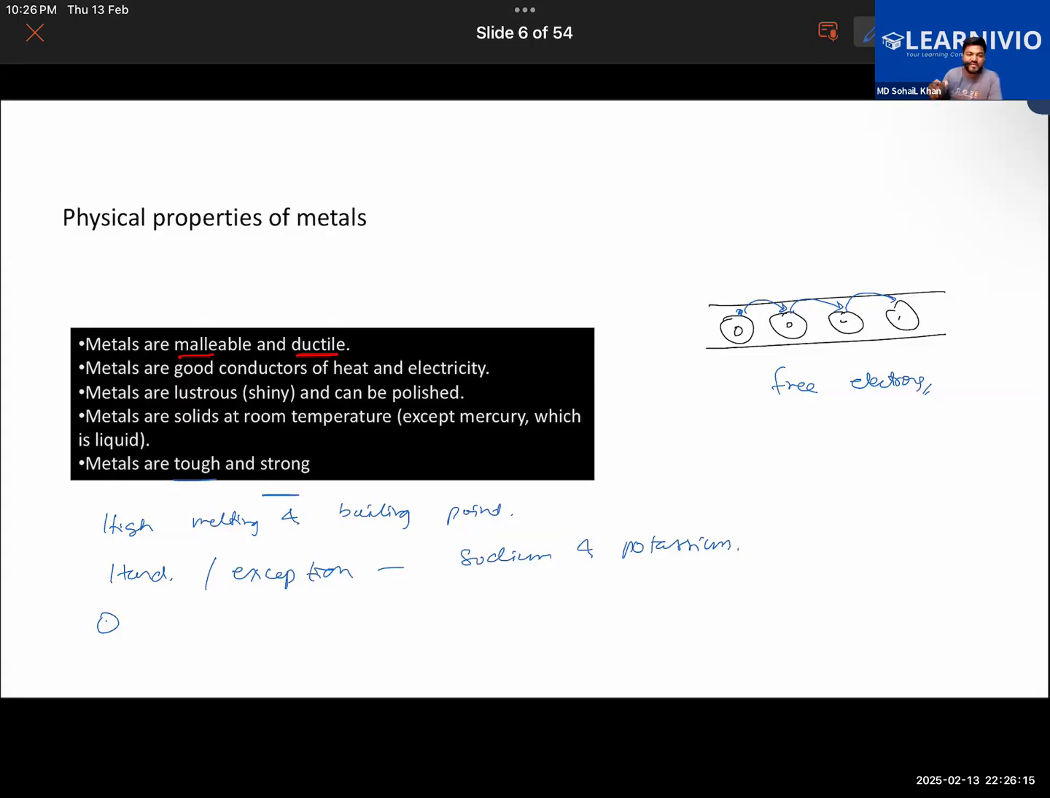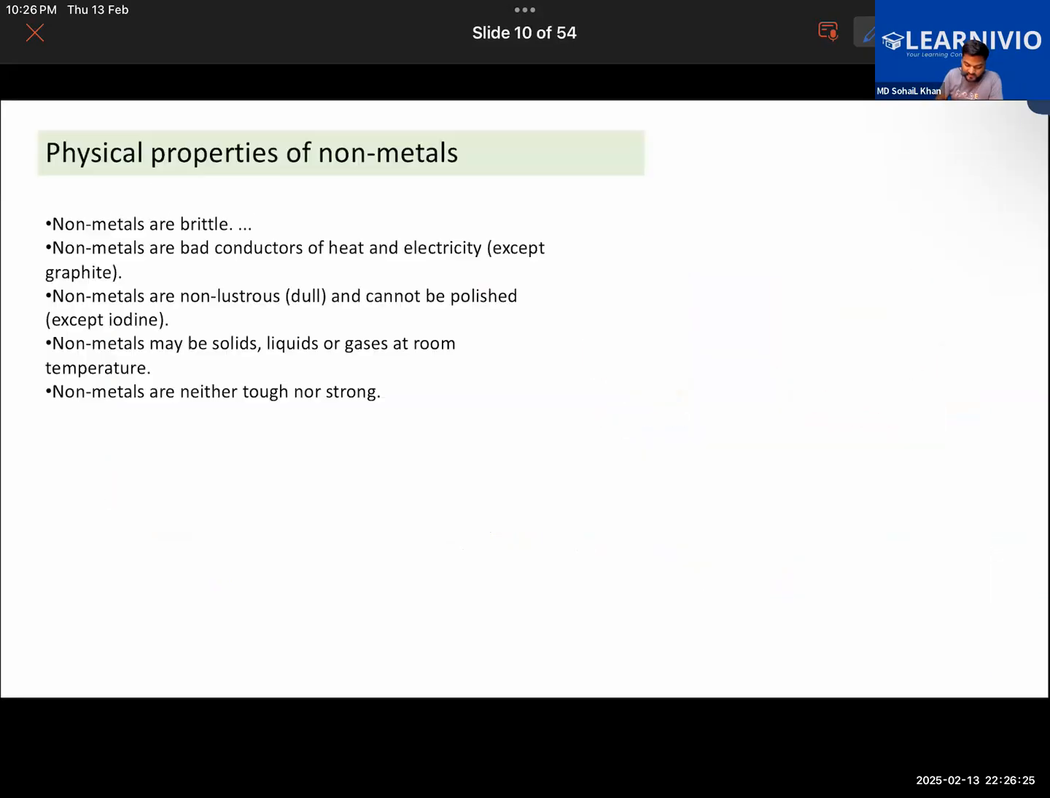They must be stored under oil, like kerosene, in order to protect them from contact with air or moisture. Otherwise they will react with the air and catch fire, and it will be an explosive reaction also. If you were to drop sodium in water, there will be a little bit of explosion. So that was the physical property of the metals.